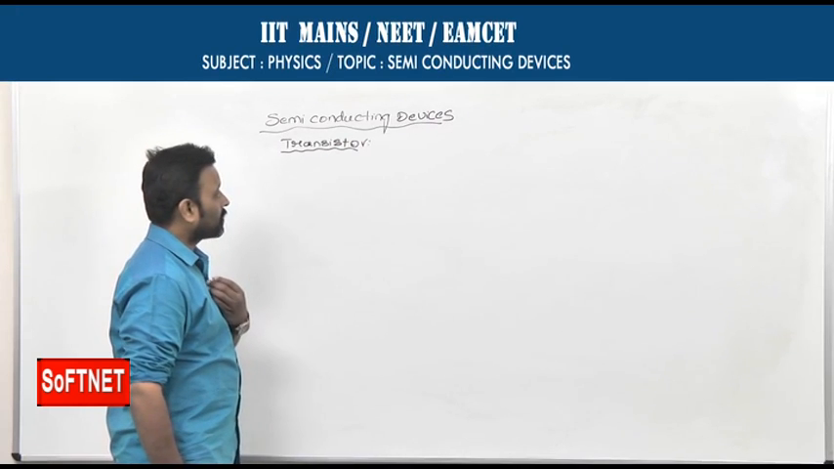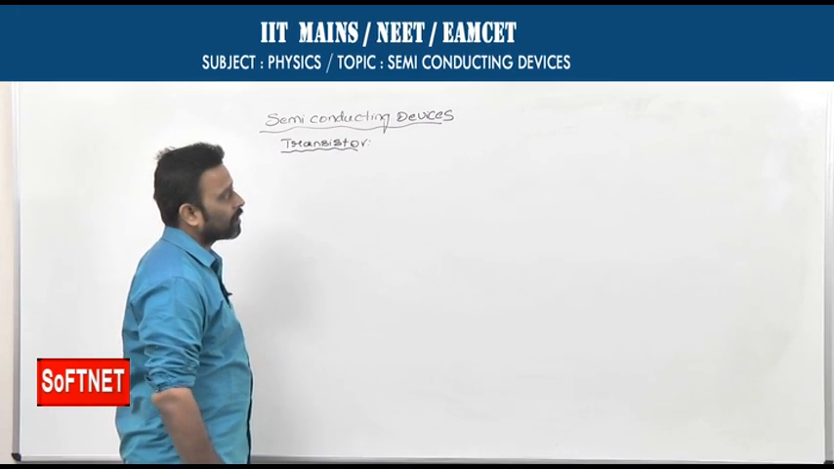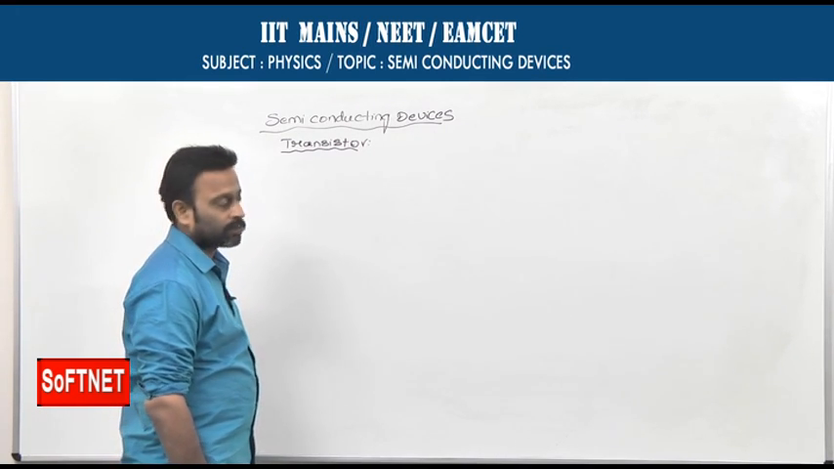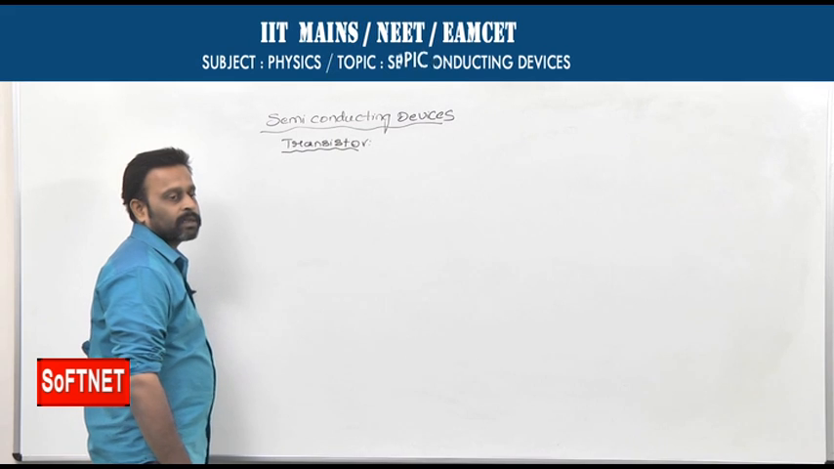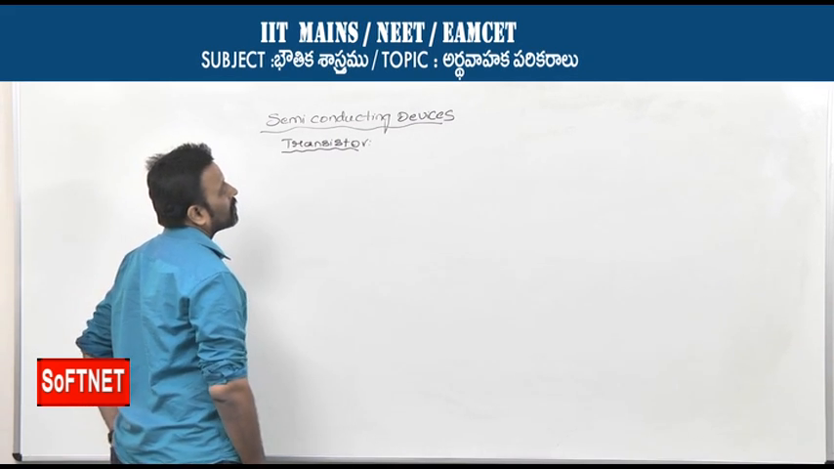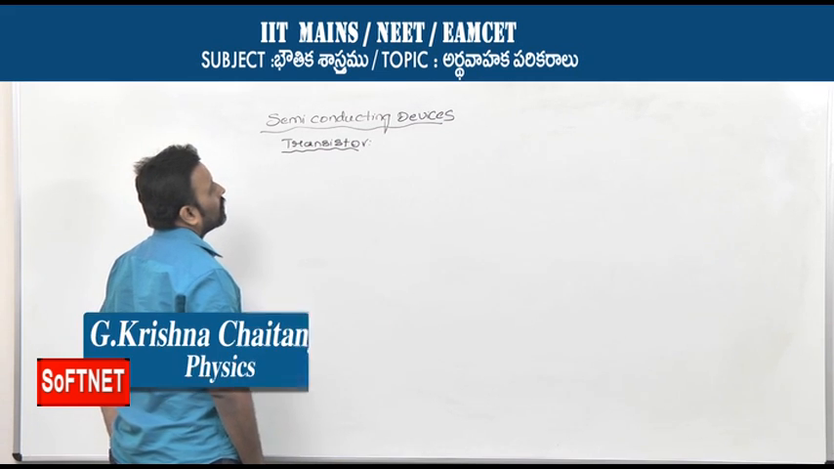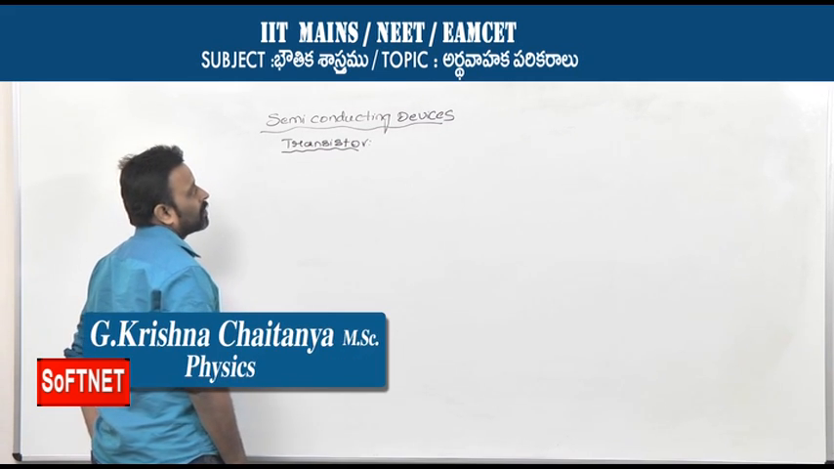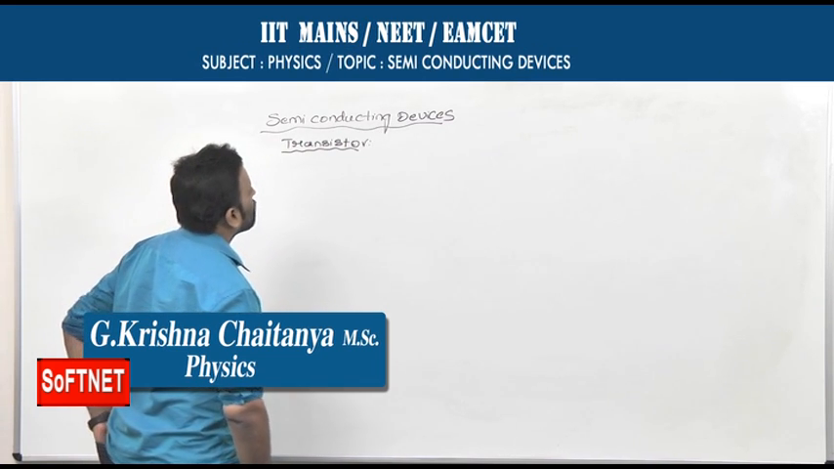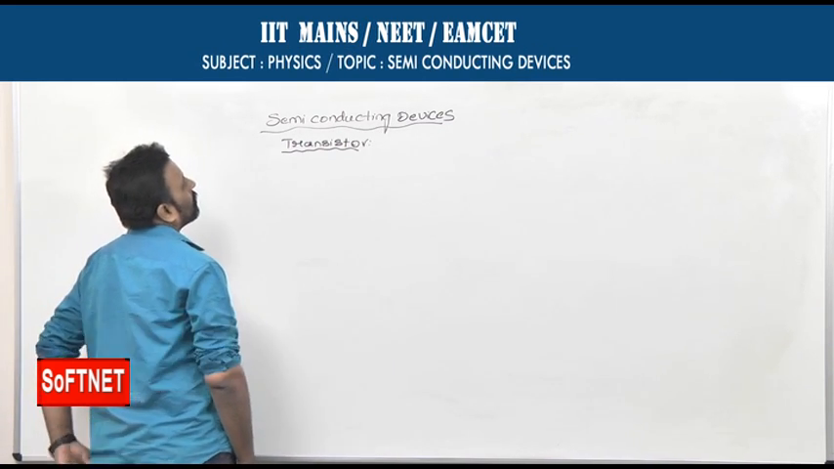A transistor is a transfer resistor that is used to transmit the current from a lower resistance circuit to a higher resistance circuit. This transistor consists of two PN junctions joined back to back.